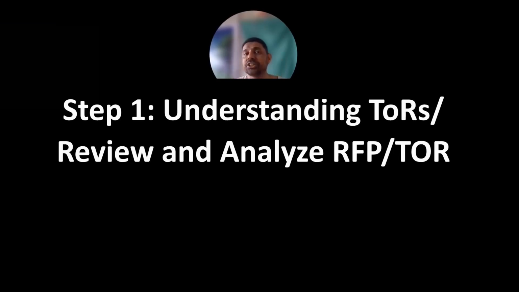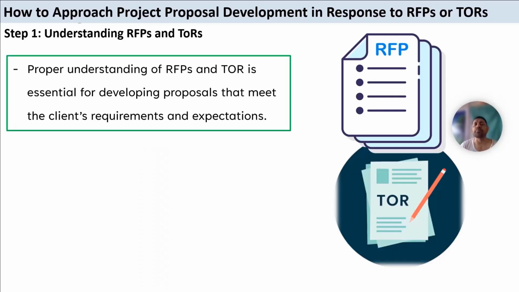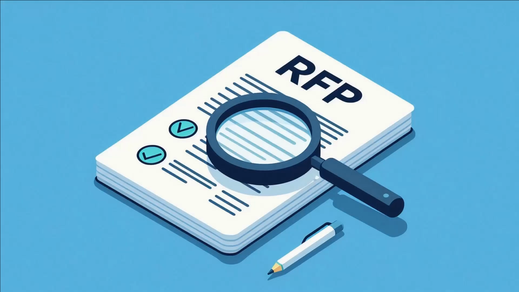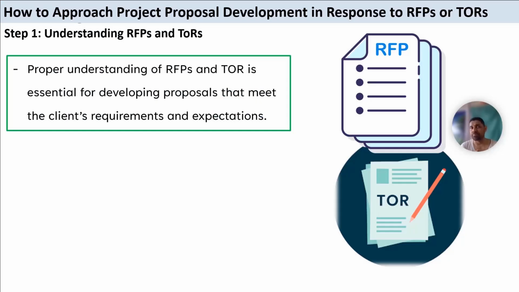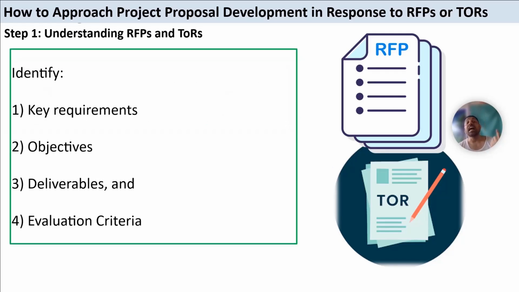Let's discuss each step in detail. We will start from step number one. The first step in developing your project proposal is to thoroughly understand the request for proposal or ToR. This involves reviewing the documents to identify key requirements, objectives, and evaluation criteria, how our proposal will be evaluated. So we need to understand those.